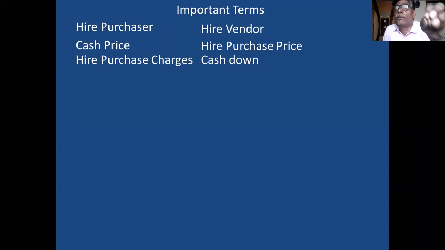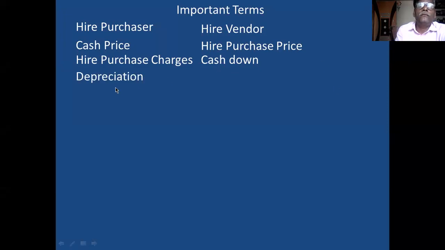Cash down is a principal. It will not include interest. Cash down is not a part of hire purchase price. It is a part of cash price. Remember this. Cash down is a part of cash price. It is paid on the date of agreement as advance. Then depreciation.